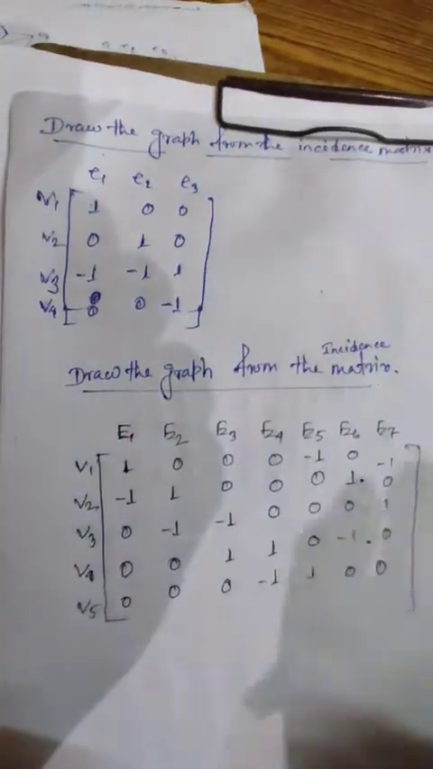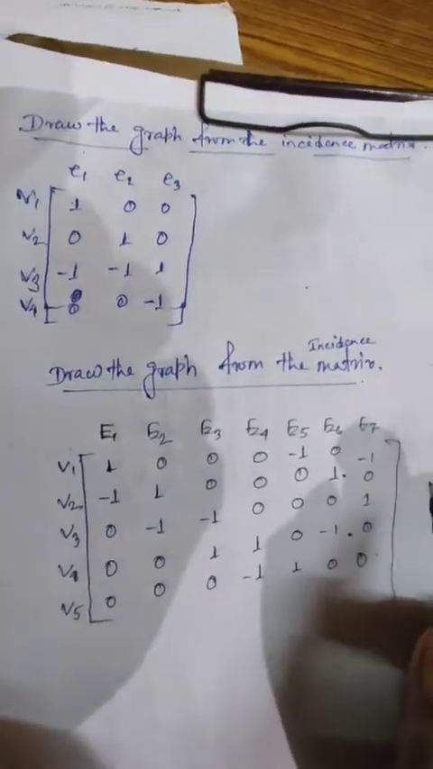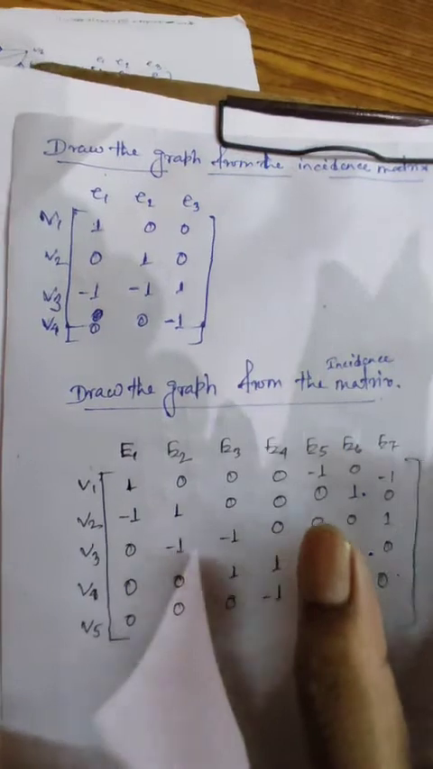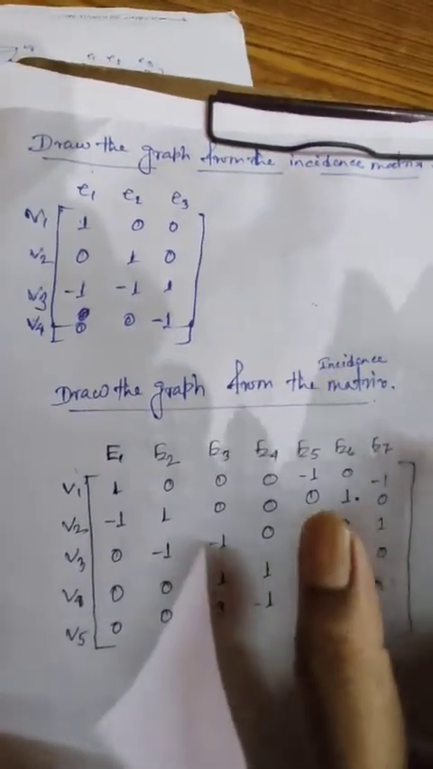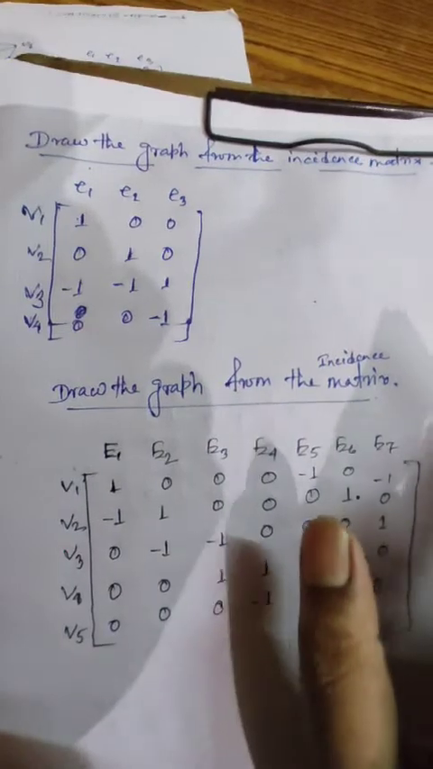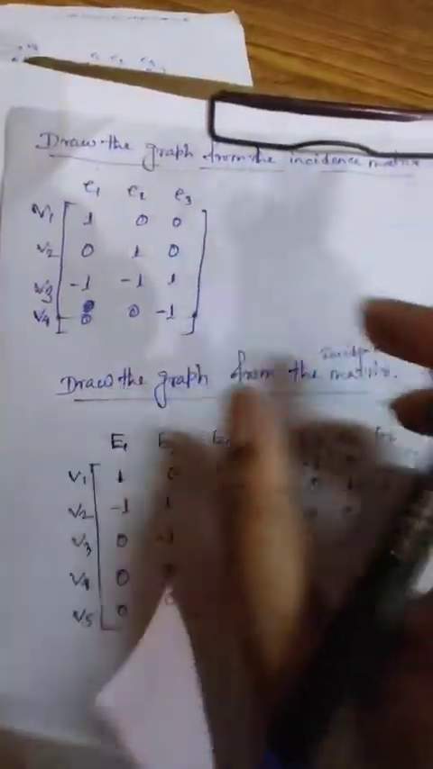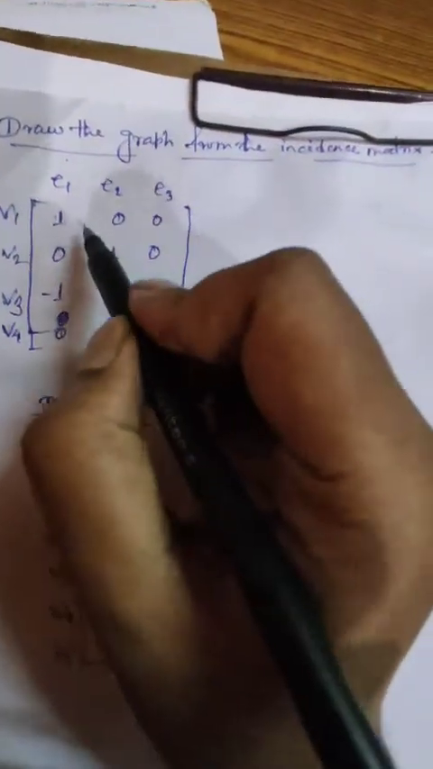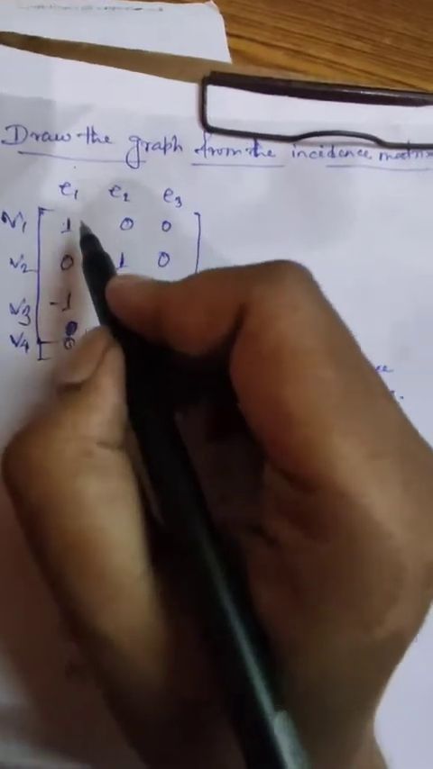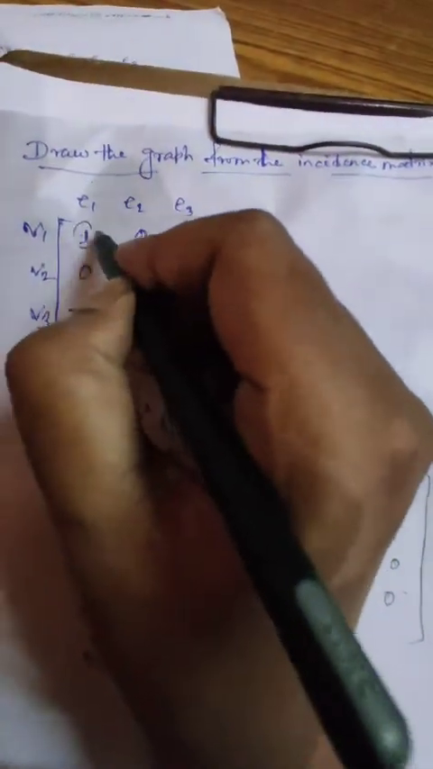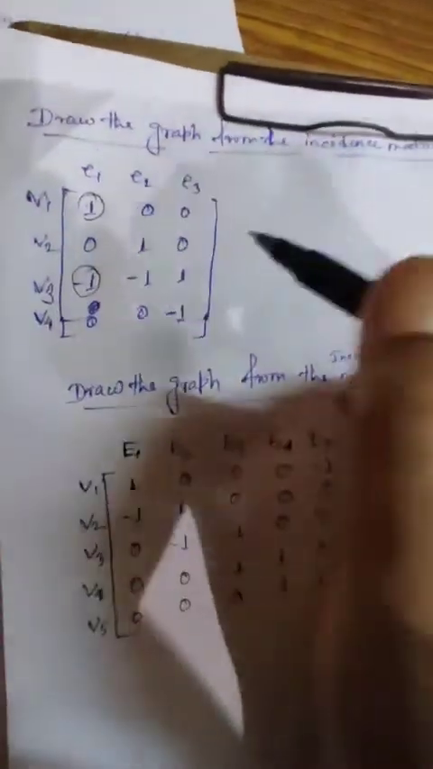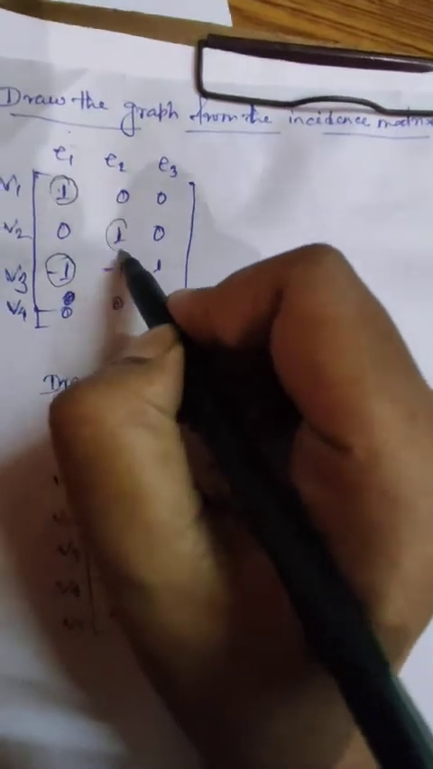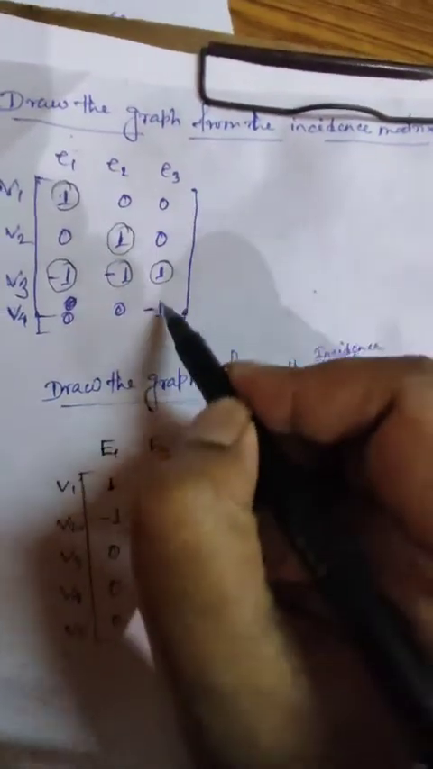Guys, in this video we will discuss how to draw the graph from an incidence matrix. To draw the graph from the incidence matrix, we have to follow the columns of the given matrix. If you follow the first column, associated with E1, there are two terms, 1 and -1. Every column contains two terms, 1 and -1.